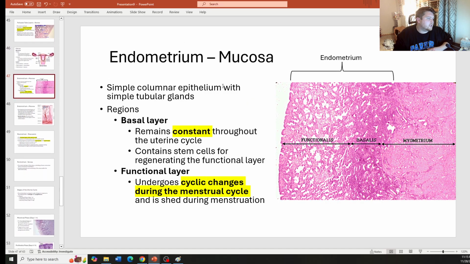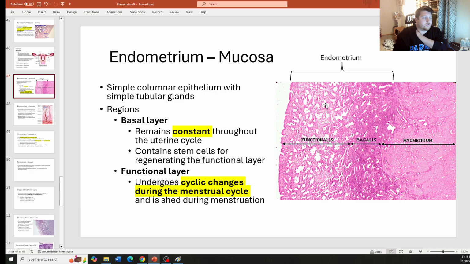The mucosal layer, the endometrial layer, is divided up into two layers, the functional layer, or the functionalis, and then the basal layer, or basalis. This basal layer remains constant. It's always the same. It doesn't get larger, doesn't get smaller. The basalis layer stays the same. This is where the stem cells are located that feed into the functional layer. This functional layer is what grows bigger during the preparation for implantation of the egg.